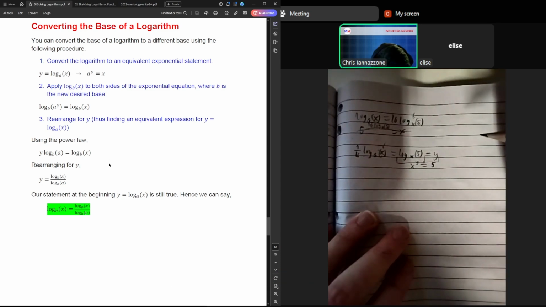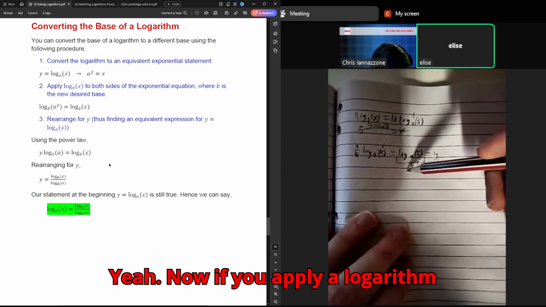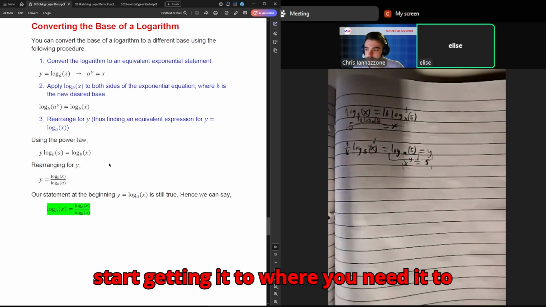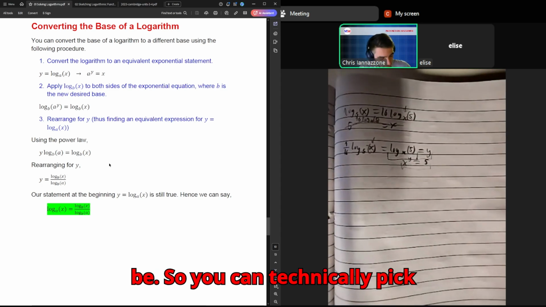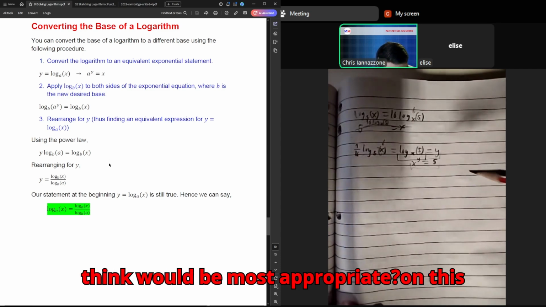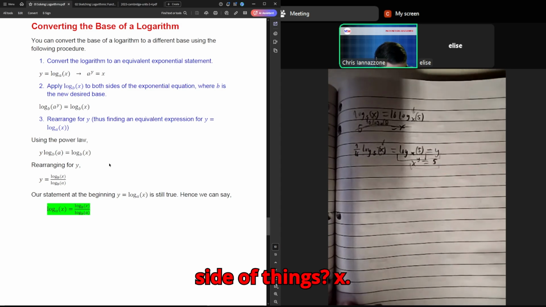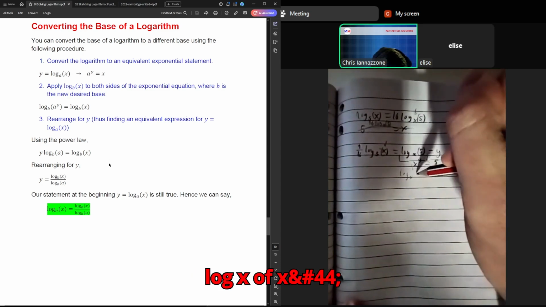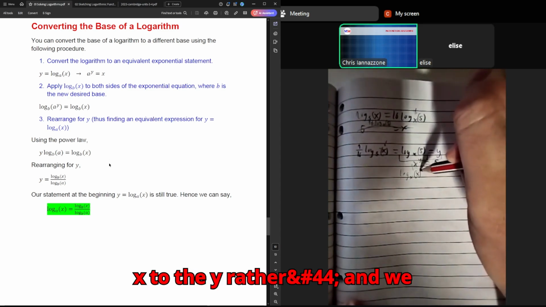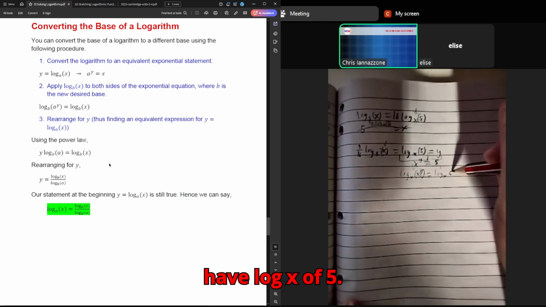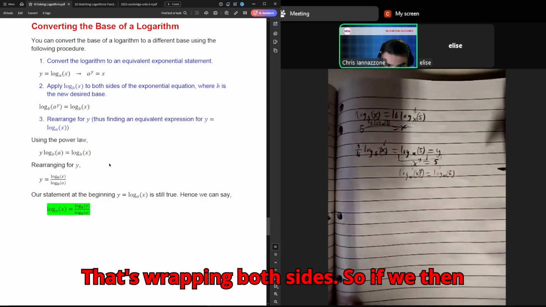Cool so far? Yeah. Now if you apply a logarithm to both of these sides, then you can start getting it to where you need it to be. You can technically pick any base that you want. What base do you think would be most appropriate on this side of things? X. Okay. So we have log x of x to the y, and we have log x of 5. That's wrapping both sides.